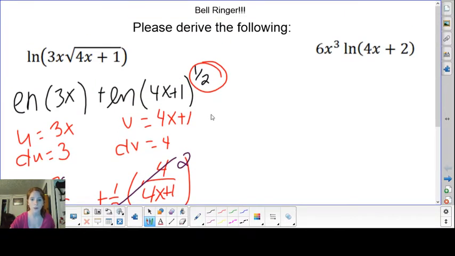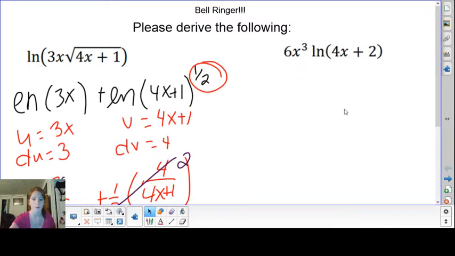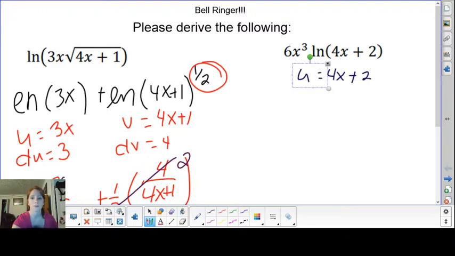Now, the second one, I already started by saying that they are different because I'm not taking the natural log of both pieces. So what I'm going to have to do is product rule because I have two things being multiplied together. So when I have that, I need to already get ready to go ahead and do my u and my du because I have the natural log of something more than just x. So my u is going to be 4x plus 2, and my du is going to be 4.